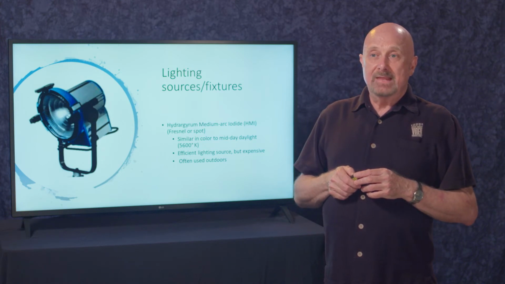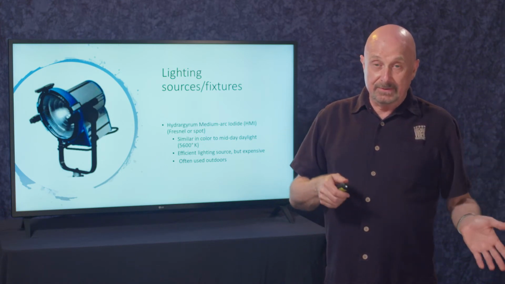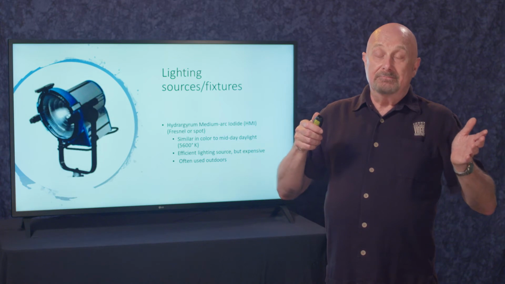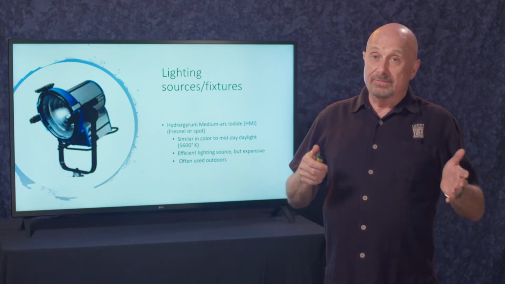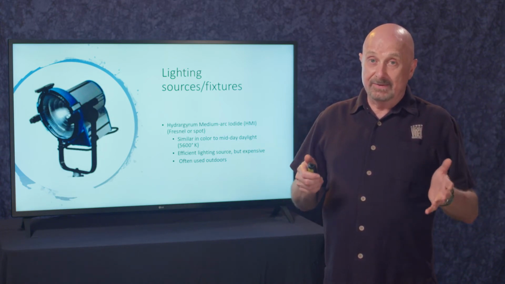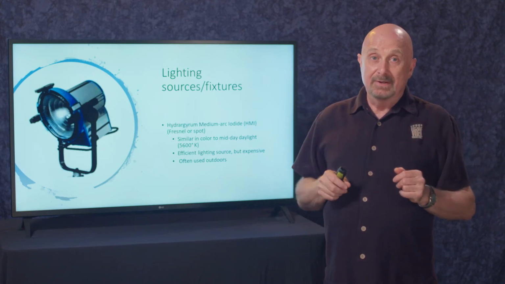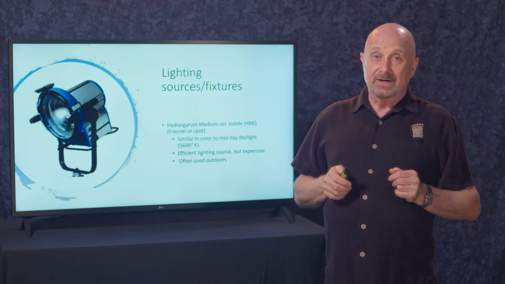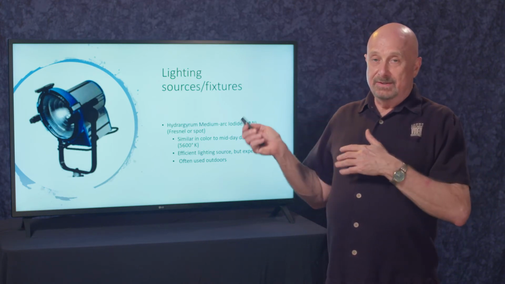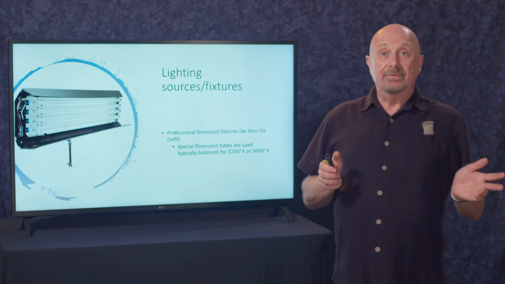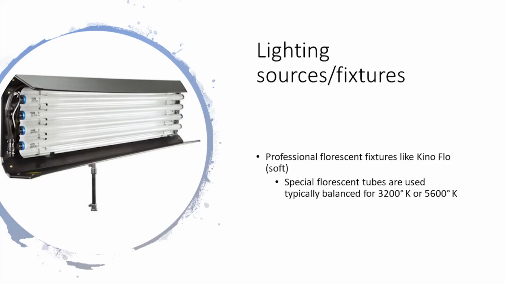And if using reflectors outside doesn't work, or if you don't know what the weather's going to be and you might have a cloudy situation and you need to pop something with a big light source, HMIs are the solution. Kino Flos, these are professional fluorescent fixtures, are low power. They're very nice, big, soft lights. They were popular for a while. LEDs are kind of taking over for these types of fixtures, but these are still around.